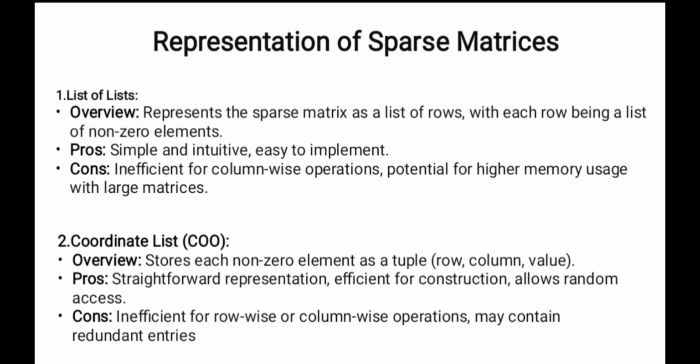Next is the coordinate list. Here is the overview. It stores each non-zero element as a tuple of row, column, and value. Next are the advantages. It's a straightforward representation, efficient for construction, and allows random access. Next are the disadvantages. It's inefficient for row-wise or column-wise operations, and may contain redundant entries.